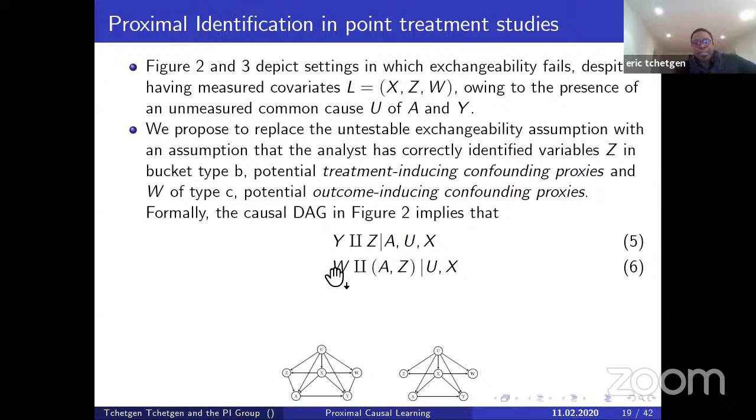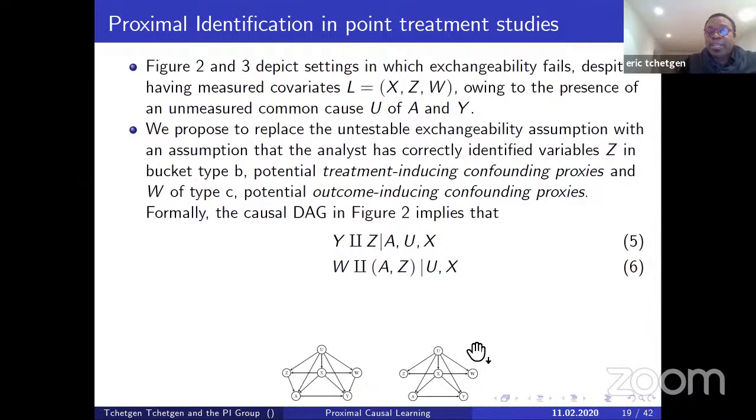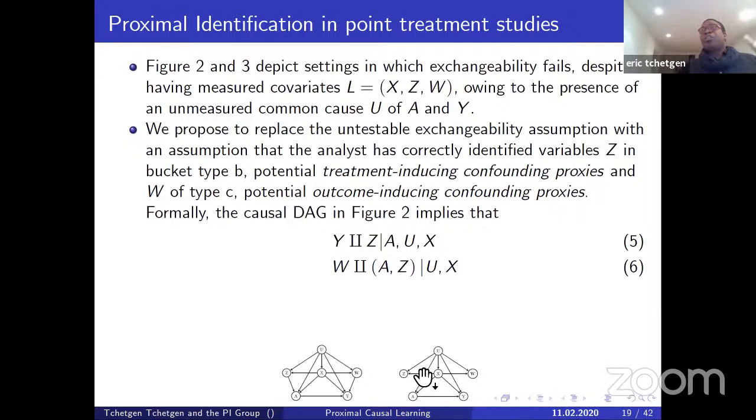Likewise, we have a second kind of proxy, W. W we'll refer to as an outcome-inducing confounding proxy in the sense that we require it to be independent of the treatment and of Z, conditional on U and X. Okay, and these are two DAGs that illustrate this idea. And so the treatment and Z should be d-separated from W, conditional on U and X. Okay. In this graph, Z and W are fungible. Doesn't matter which you pick for which role. In this graph, they're not fungible. When is this an important distinction?